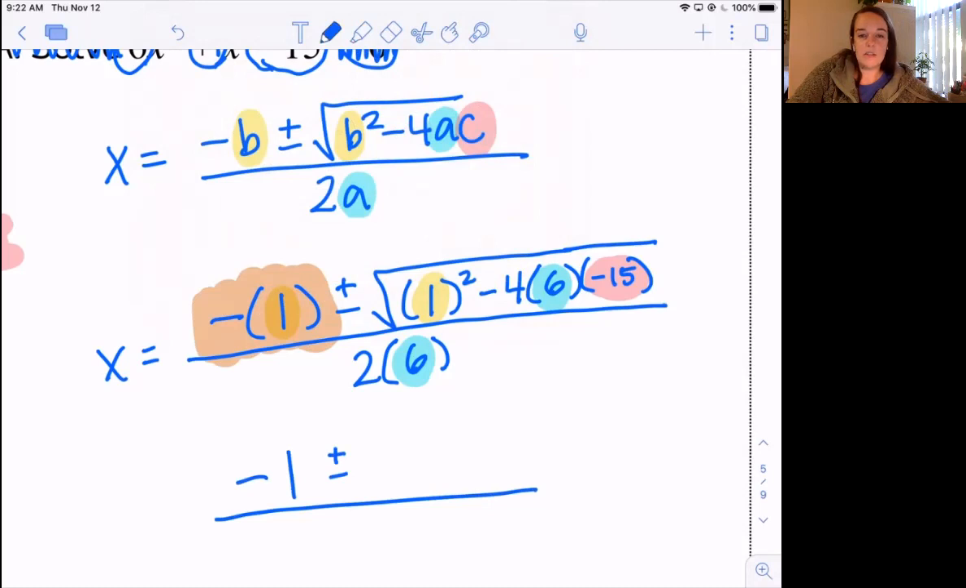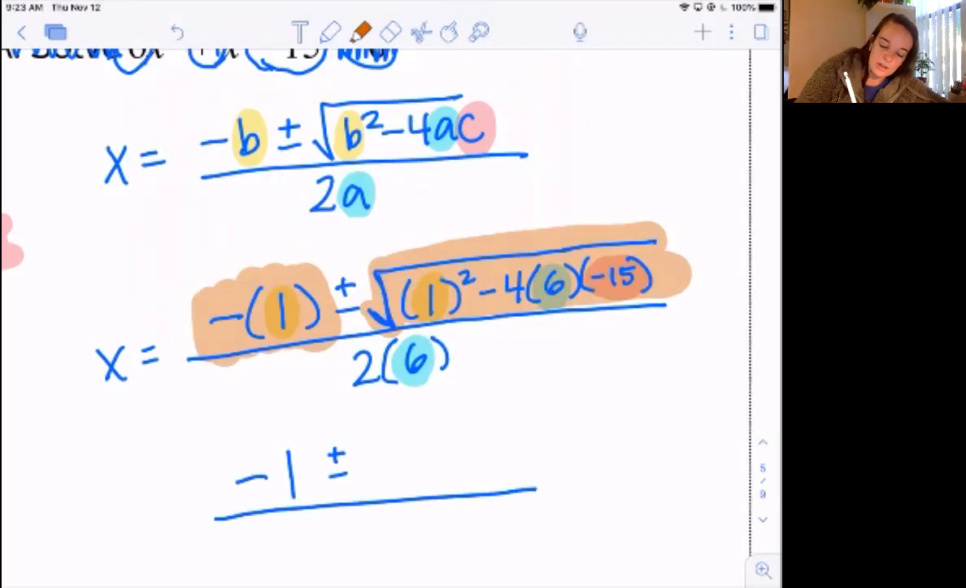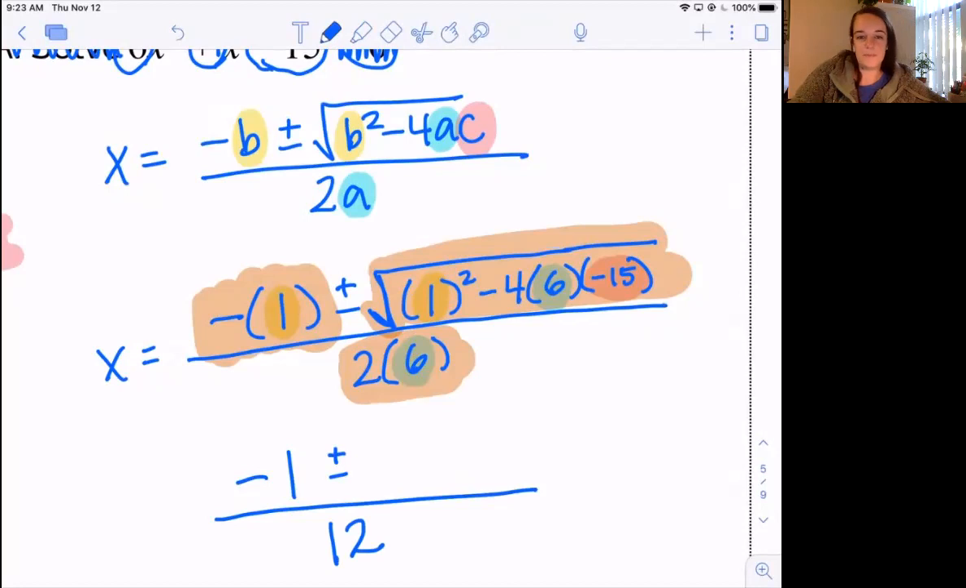The second zone is the whole square root, right? So everything under the square root. This is the second zone. I'm going to solve that in a second. And the third zone is the bottom part here, which is 2 times 6. The denominator, 2 times 6 would be 12. So 12 goes on the bottom here.